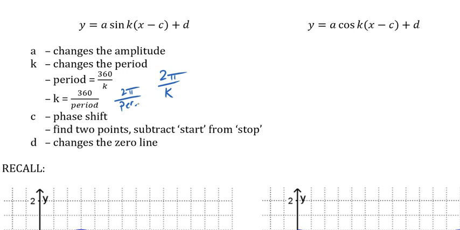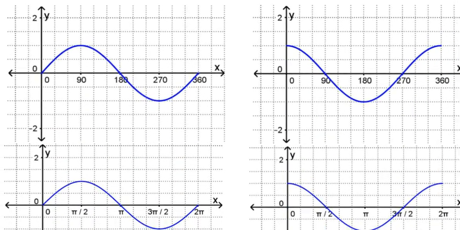C is the phase shift. Remember, when it's in brackets, it has the opposite effect. So if it's minus C, that's a shift to the right. If it's plus C, that's a shift to the left. And D changes the 0 line. Everybody got that? Just watch this.